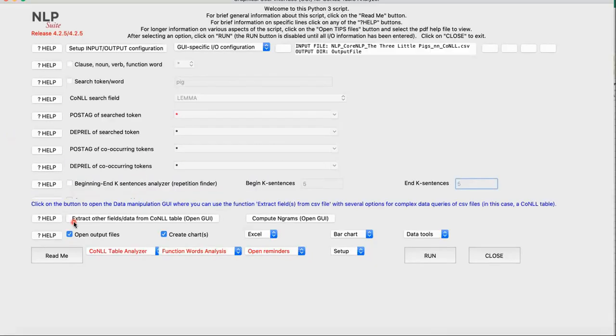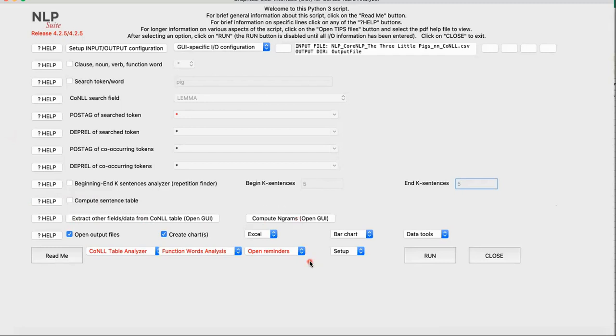Last but not least, these last 2 fields allow extra analysis for the corpus. The tool on the left opens a data manipulation GUI, while the option on the right opens up the Ngrams GUI. We hope that this video made it clear how to carry out CoNLL Table Analyzer in the NLP Suite.